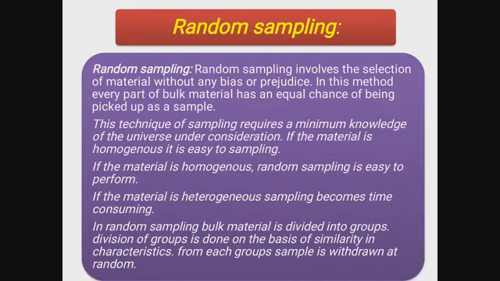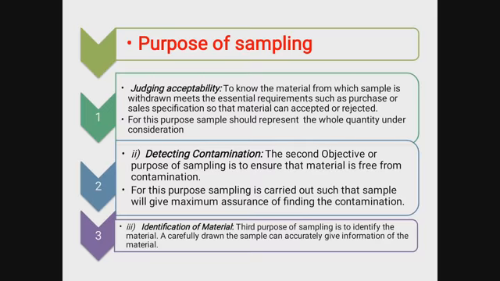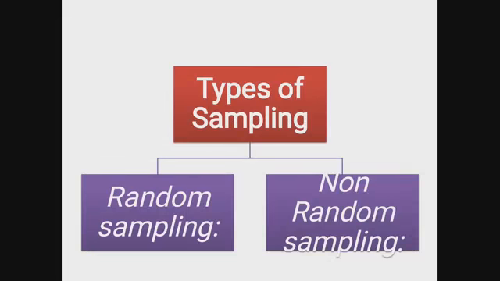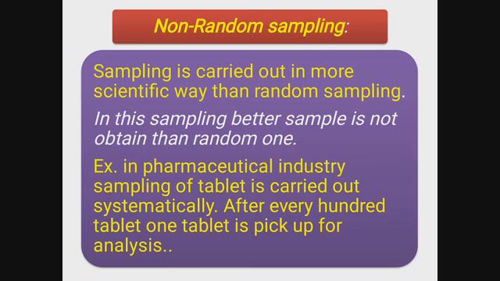So this is about random sampling and non-random sampling. Then in the next lecture we will see the types, that is the sampling of solids, sampling of liquids, sampling of gases. The various types of sampling procedures or apparatus used for the sampling of various types of samples. So thank you, thanks a lot, keep watching, have a nice day.